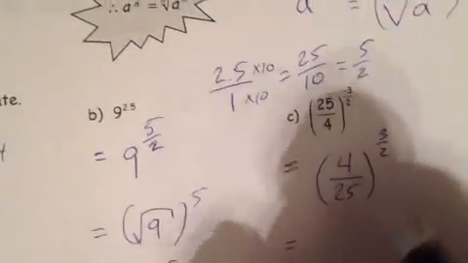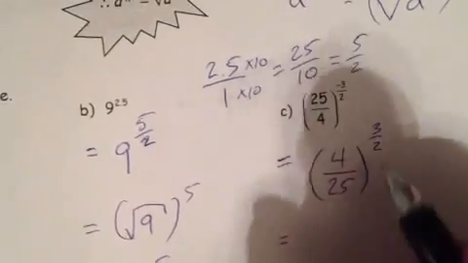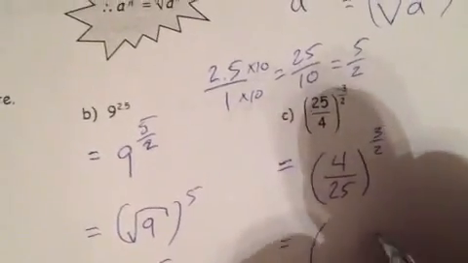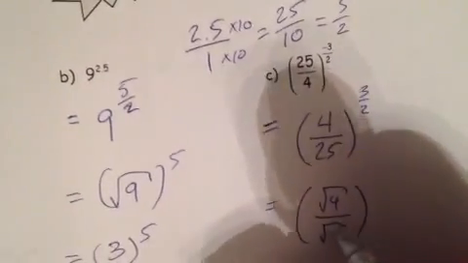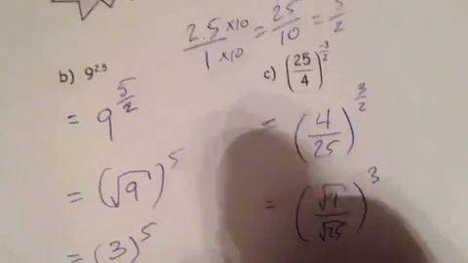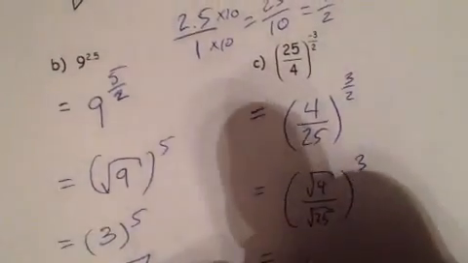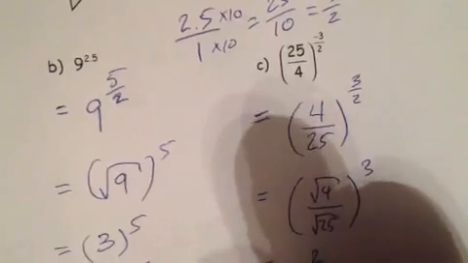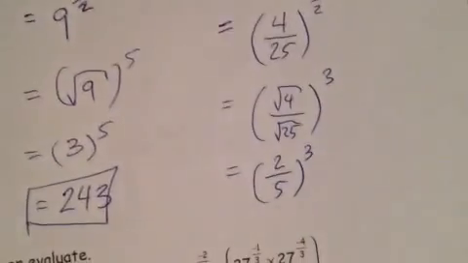Continuing this, now you have to remember that the 3/2 applies to both top and bottom. So I will take care of the half first. I will take the square root of both top and bottom and still leave the 3 out here. That's what the half does, it takes the square root. So taking the square root of the top is just 2, taking the square root of the bottom is just 5, and still to the power of 3.